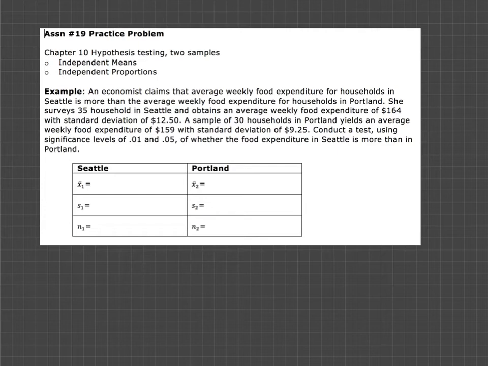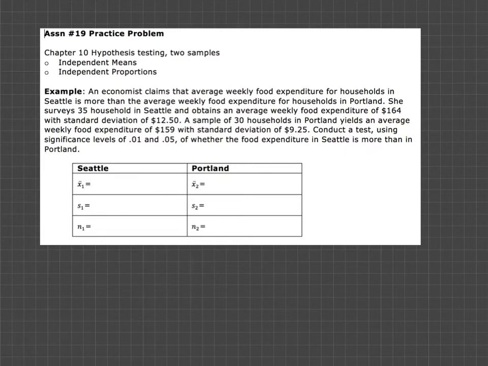So here's a practice problem to get you ready for assignment number 19. Here in chapter 10, we're looking at hypothesis testing. This time we've got two samples of data representing two different populations, and we're wanting to compare either the means or the proportions of populations.